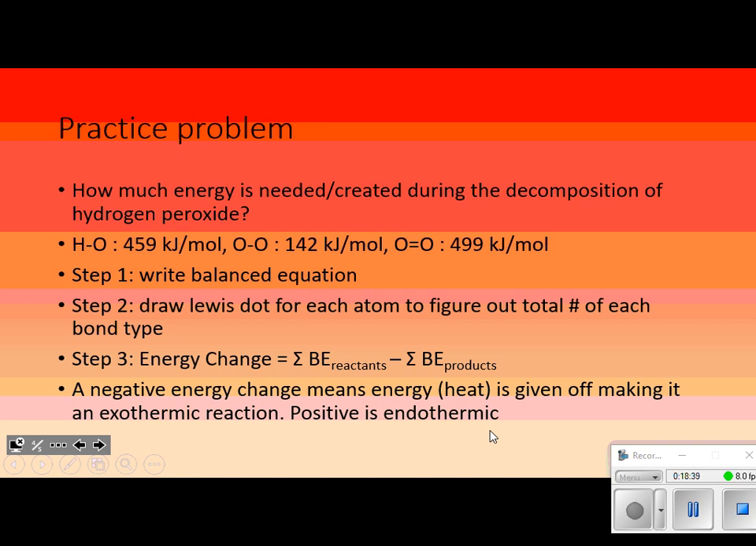Now notice on my last bullet point here, when we solve our step number 3, if our answer is a negative value, that means it's exothermic. If it's a positive value, that means it's endothermic. So those are two terms that we did use at the beginning of the semester when we did thermal chemistry. I just want you to be aware of them again in terms of bond energy. For this, we can go to the last slide that actually goes over the math.